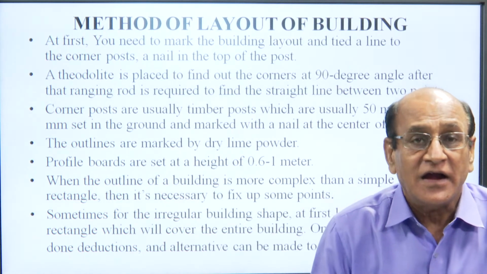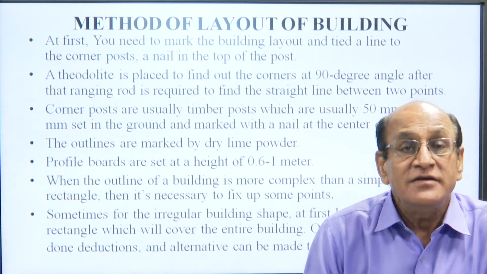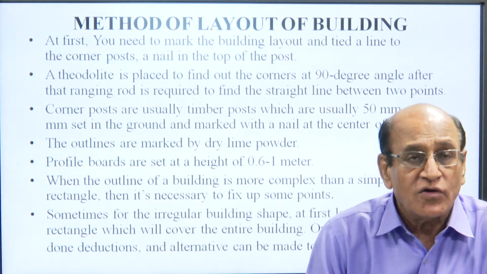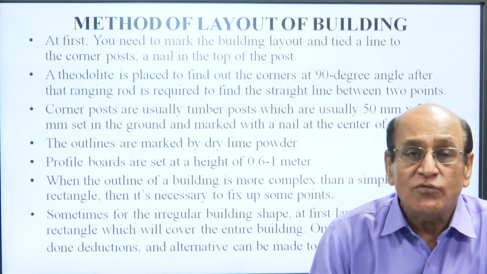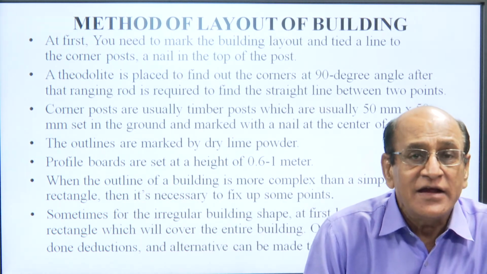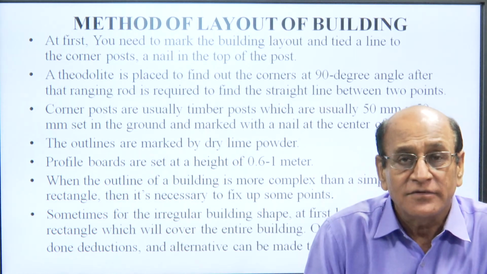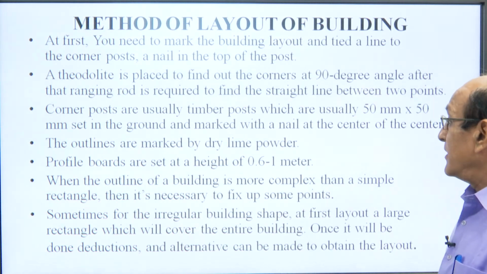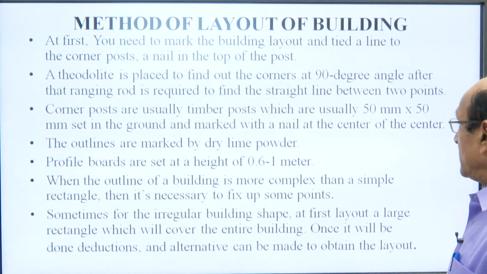Because it is a difficult task to calculate the 90-degree angles, because all the structures will be placed with corners at 90 degrees. So, we have to calculate the line making 90 degrees from the baseline or the wall line of the building. So, it could be done by the theodolite, but nowadays total stations are used for that.